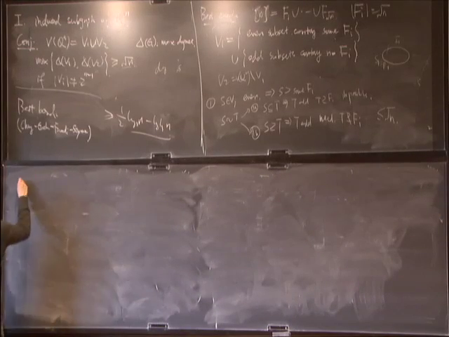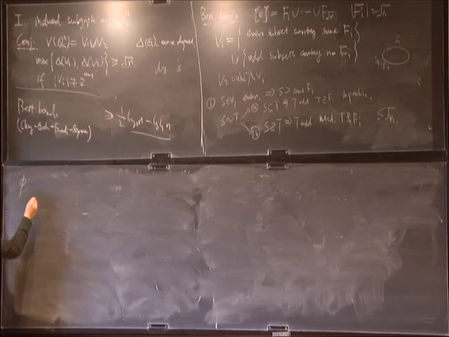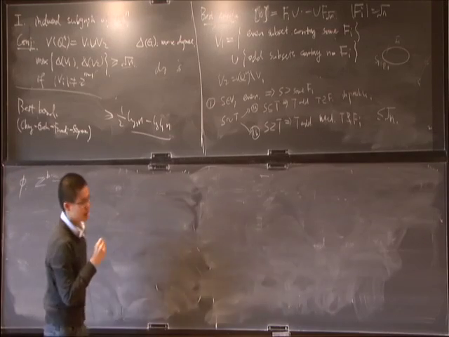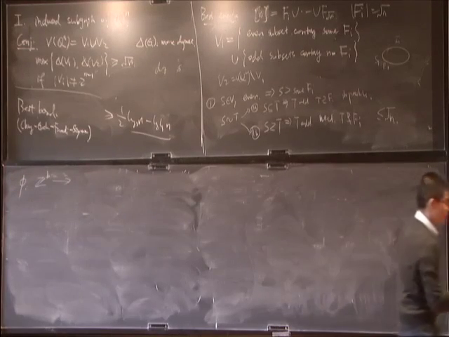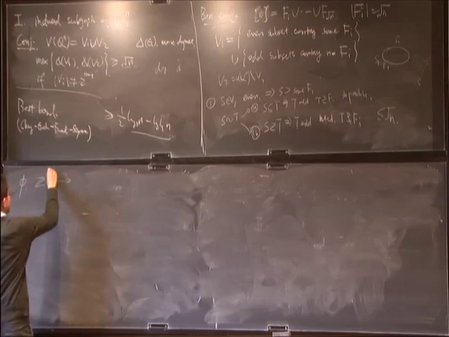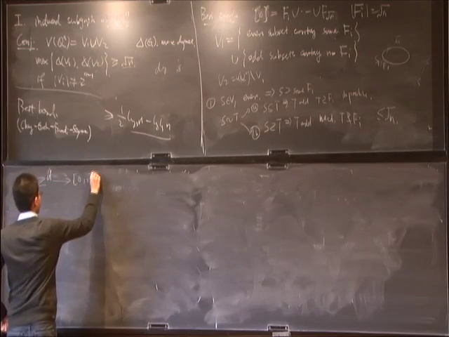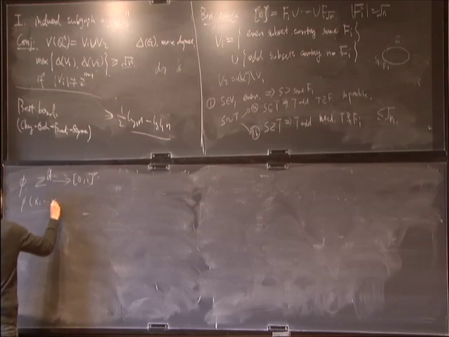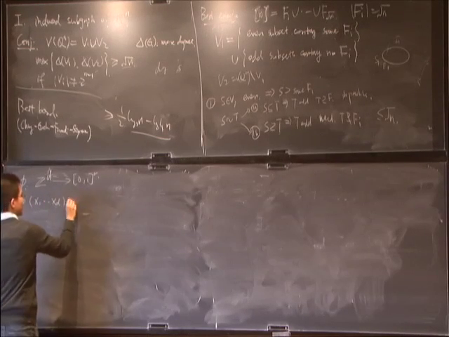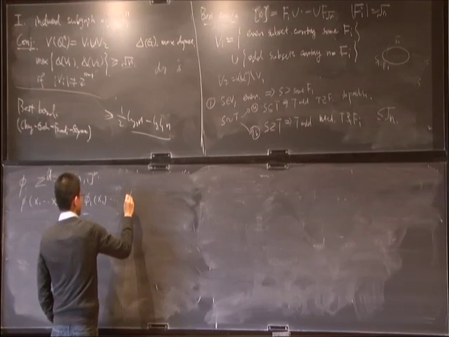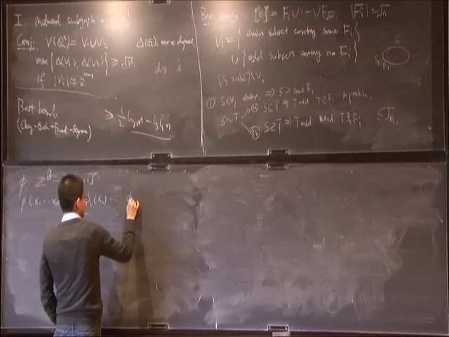And now we define the new mapping from Z to the power of d to {0,1}^n by the following. So basically, we map (s_1, ..., s_d) to (phi_1(s_1), ..., phi_d(s_d)).